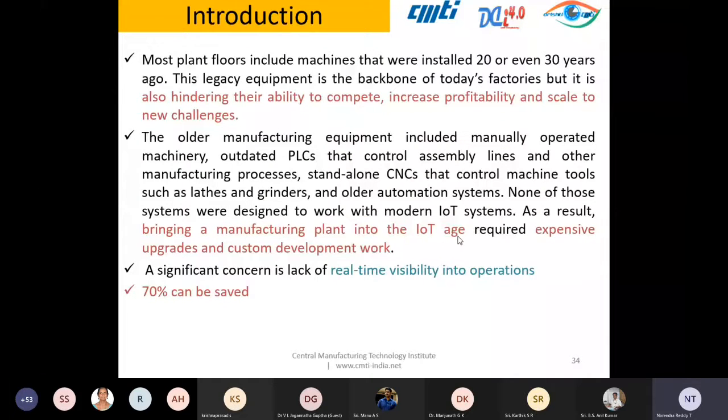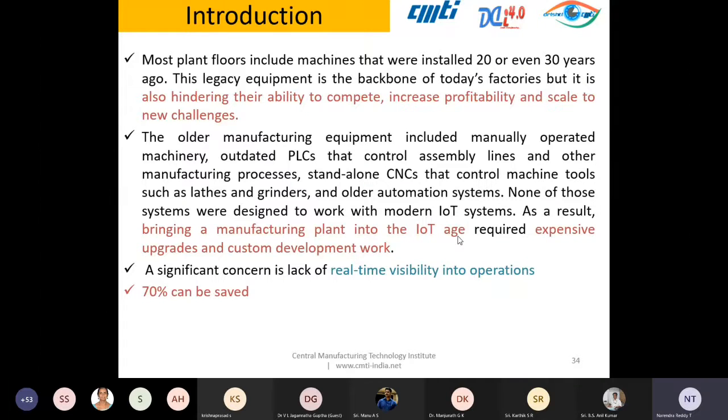And why we need to focus on legacy machines is, as I told you, in India most of the factory floors have machines which are 20 or 30 years old. And when you talk about Industry 4.0, these people always say they want to make a modern factory, but they have legacy machines. In fact, if you go to an Indian Army workshop, they have 60-year-old machines, but they want to make their machines smart. If you are able to address the solution, they will be very happy, and you can also save 70% of the cost. You can in turn save the capital cost.